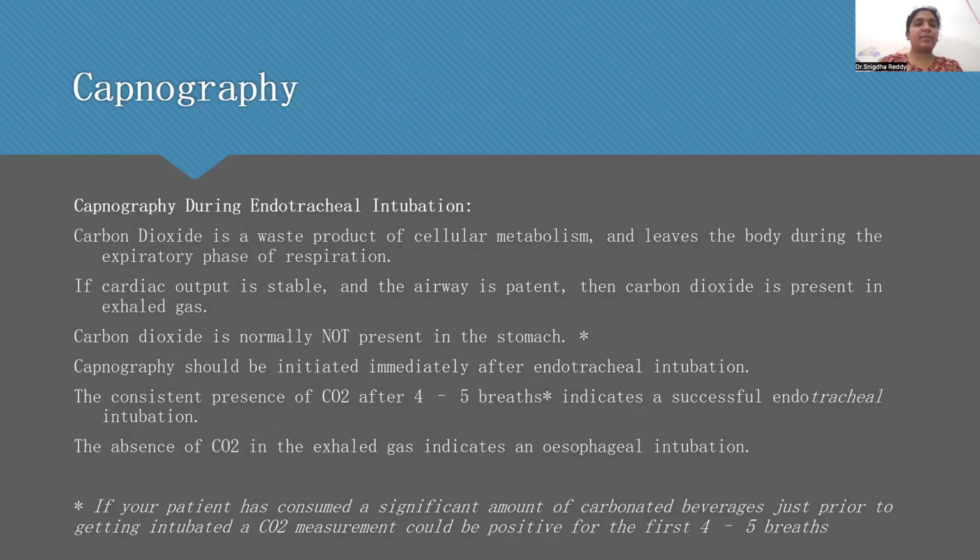Capnography during endotracheal intubation. As carbon dioxide is a waste product of cellular metabolism, it leaves the body during the expiratory phase of respiration. If cardiac output is stable and the airway is patent, then carbon dioxide is present in the exhaled gas. Usually this carbon dioxide is not present in the stomach, right? So if the endotracheal tube is in the stomach, in the esophagus, the capnograph doesn't show any graph. Capnography should be initiated immediately after endotracheal intubation.